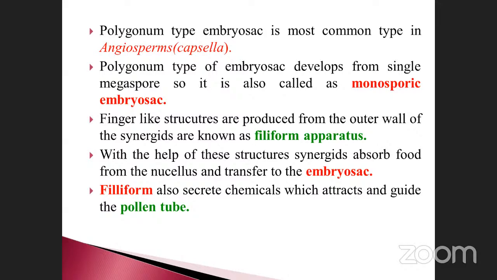It originates from the synergid's outer wall. Note it down, that is very, very important. Then it absorbs the food material from the nucellus and transfers it to the embryo sac. Third, it secretes chemical substances that attract and also guide the pollen tubes. These are the very, very important things.